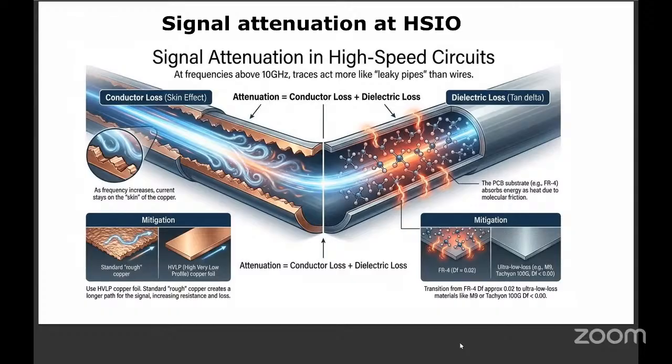That's how it works: skin effect, conductor loss, and dielectric loss. Dielectric loss happens at the surface. The dielectric will absorb some of the energy. Conductor loss is if there is any roughness or something, it is a resistive loss. This is a very good picture generated using AI. It's a nice picture. Beautiful.